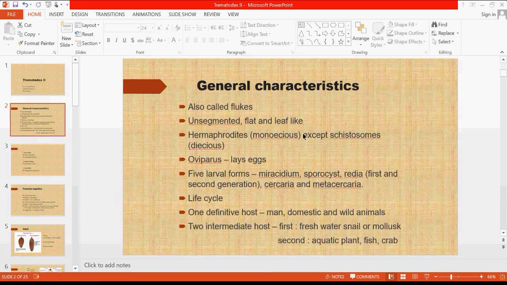Whether they are unsegmented, flat, leaf-like: trematodes means that the clear definition will be unsegmented, flat and leaf-like adults. Then they are hermaphrodites, lay eggs, and they have 5 different larval forms. And in the life cycle, 1 definitive and 2 intermediate hosts. So you write these general characteristics down, and whenever we learn any new parasite in this category, you have to write down what the forms are and what the hosts are. So you are going to learn the life cycle easily.